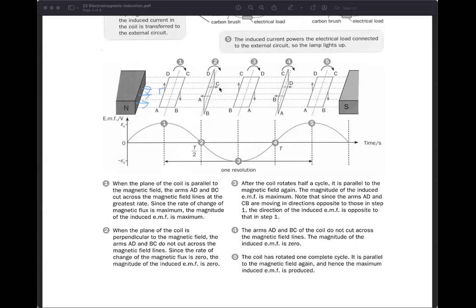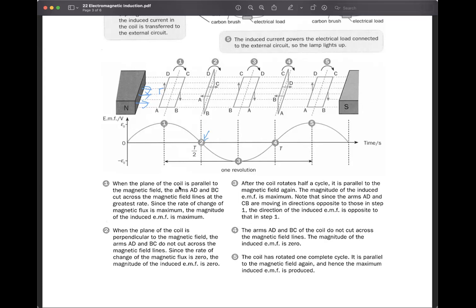Okay, number two, you look at number two. In this case, can you see, because you have turned 90 degrees, the force now is left to right, and there's no more angle between the force and the magnetic field, so therefore there'll be no induced current. So you see zero, no EMF here. Okay, so let's go through number one.